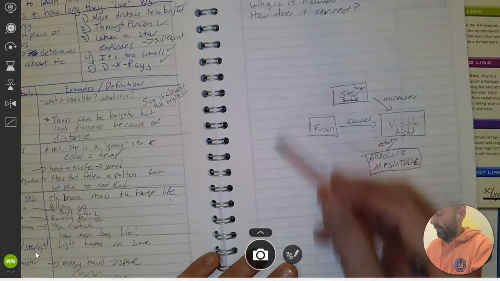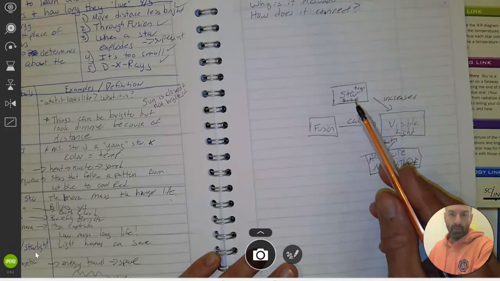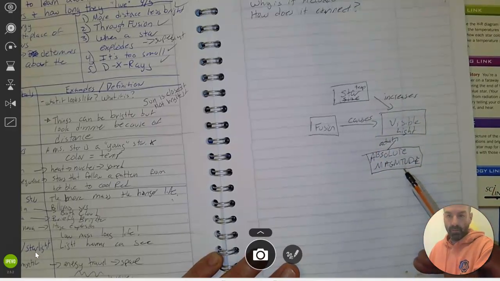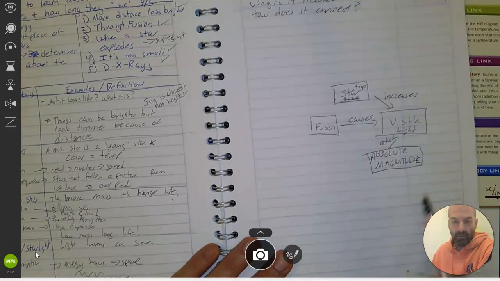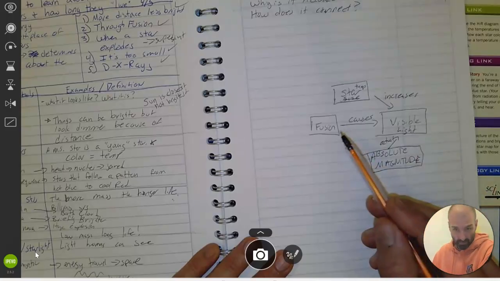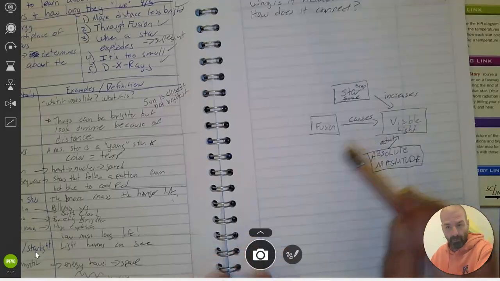All right, so mine was pretty simple. I just had 1, 2, 3, 4. I picked star, fusion, visible light, and absolute magnitude. Again, you don't need to know this stuff. And then I just tried to connect them, and everything kind of went to visible light, which I thought was interesting. Remember to try to find words that connect the terms, and they can only go one way.